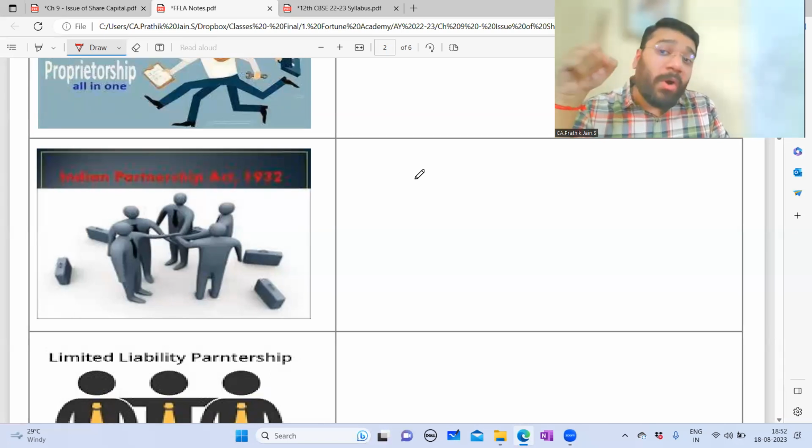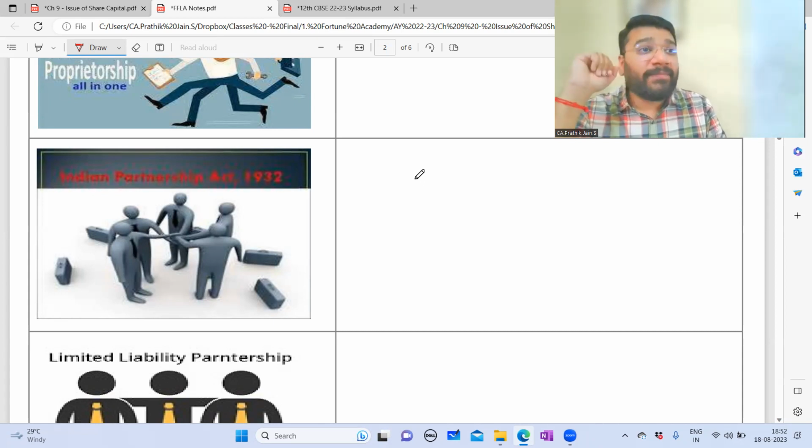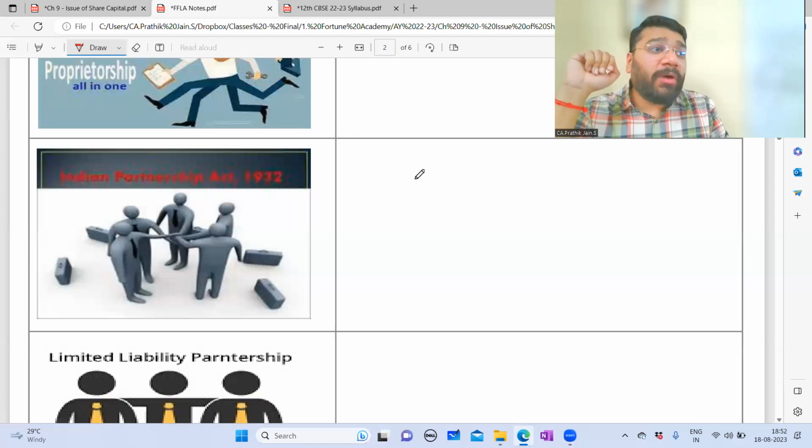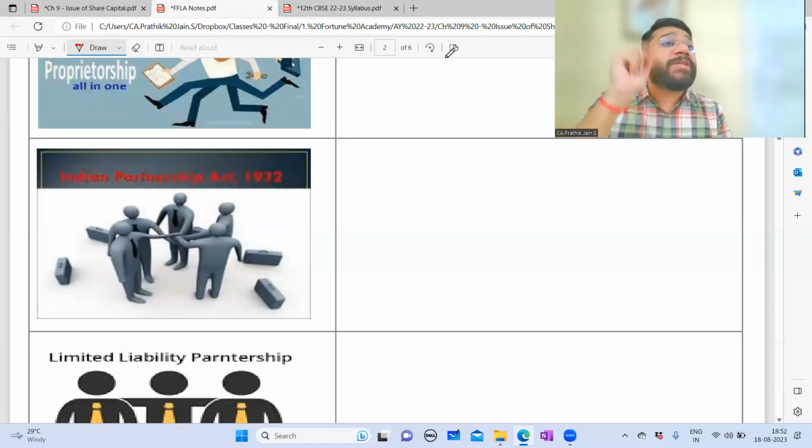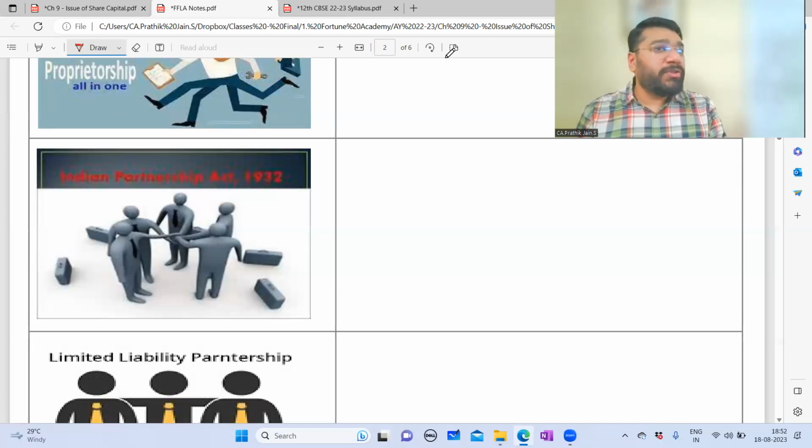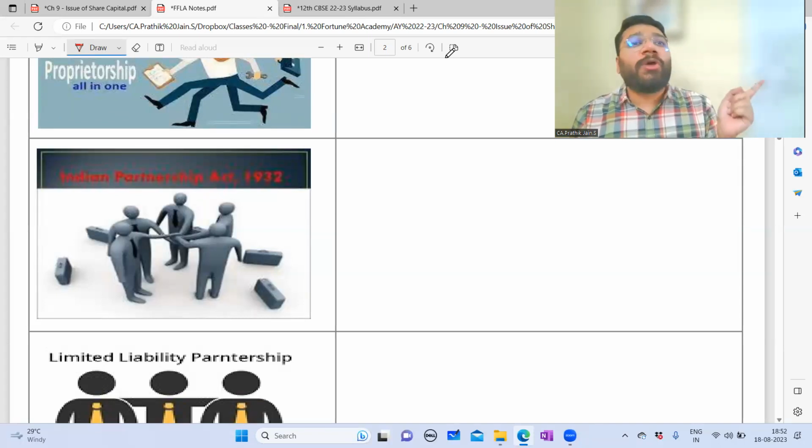But of all this, there is one major limitation which has been suffered by the partnership concern, which is unlimited liability. What is unlimited liability? They are jointly and severally liable. Now, if the assets of the firm are not sufficient to pay the liabilities of the firm, then such liability holders will attack the private properties of the partners. So this we have studied in which topic? Last topic, which is dissolution.